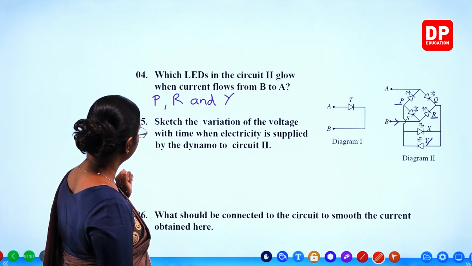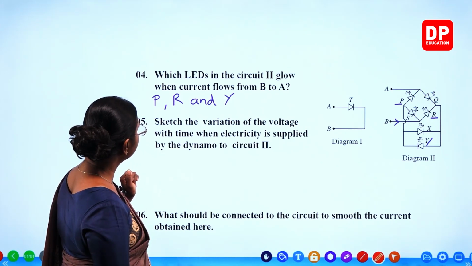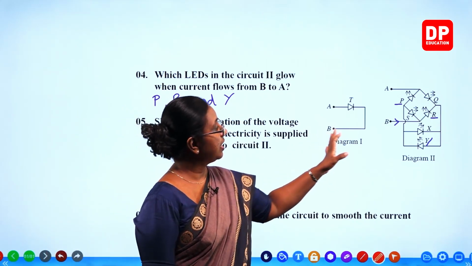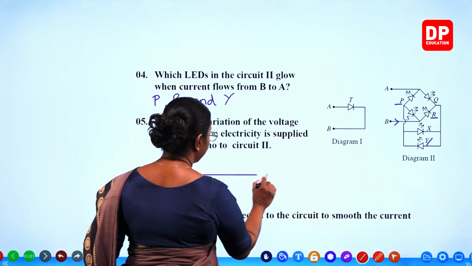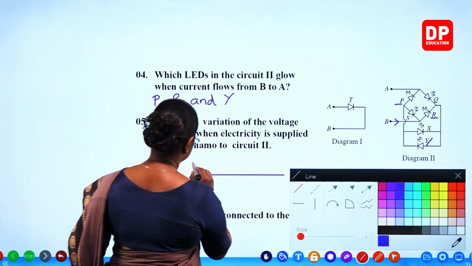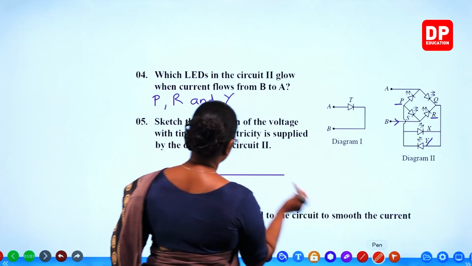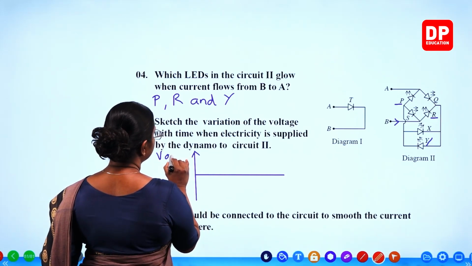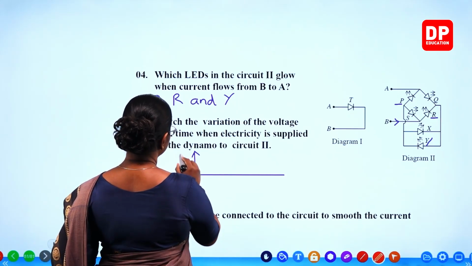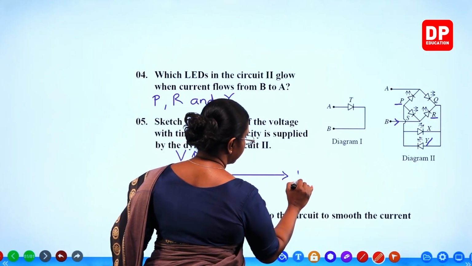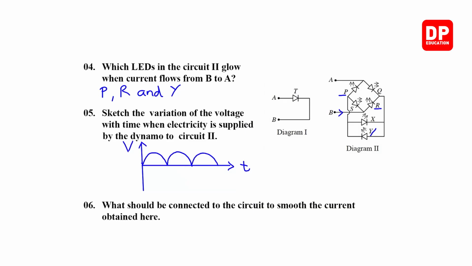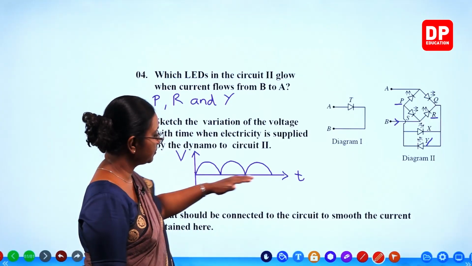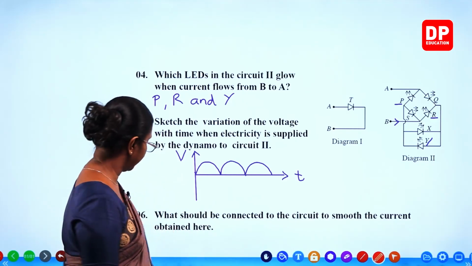Then the 5th one. Sketch the variation of the voltage with time when electricity is supplied by the dynamo to the circuit. So there, of course, it is going to be the positive current and it is going to be a full wave rectifier. Here they have said voltage, so we can just go with voltage and time, and it is going to be full wave rectifier. Still there is fluctuation, but the current flows in the same direction, full wave rectifier.